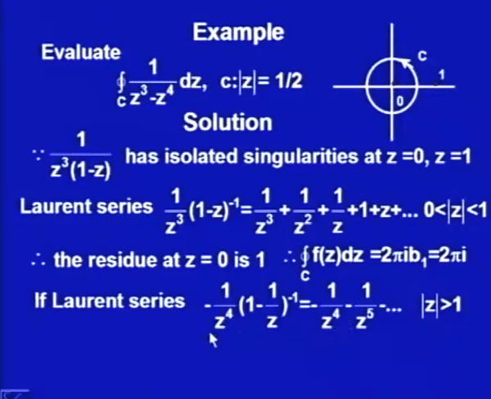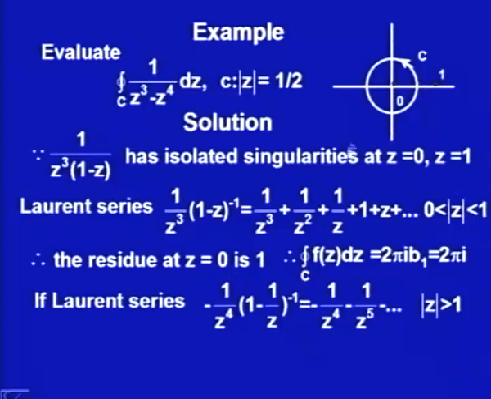This expansion, this series, is valid for the disk mod z greater than 1. That says I would be going outside this one, while I am actually integrating on z is equal to half, and this series is valid for z greater than 1, that is, it is not valid in this region. So, if I am using this series, this would be wrong.